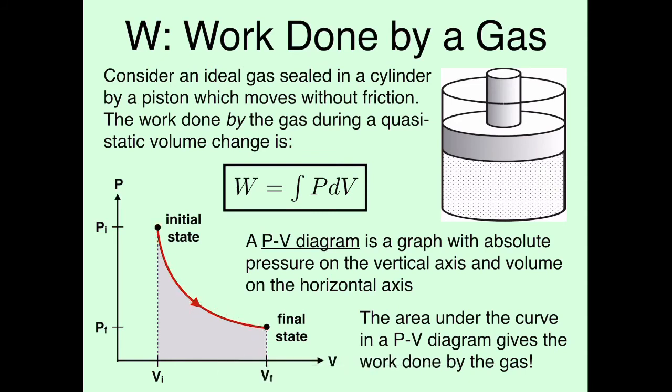And we know that the interpretation of an integral in terms of a graph like this is the integral is the area under the curve. So if we have a PV diagram like this, it's the area under the curve that gives us the work done by the gas. So in other words, this shaded area right here would give us the work done by the gas in this process that we're seeing plotted out on the graph.